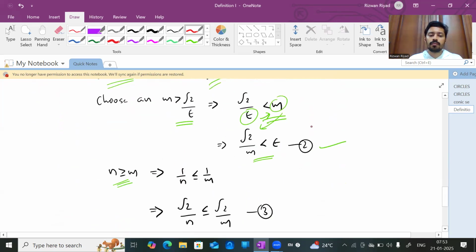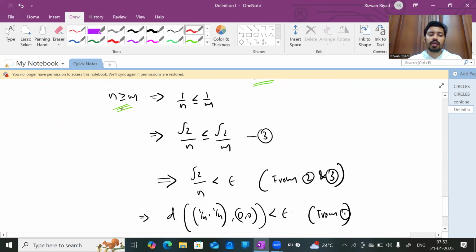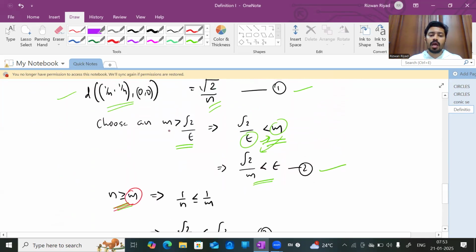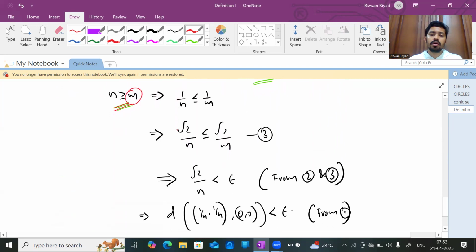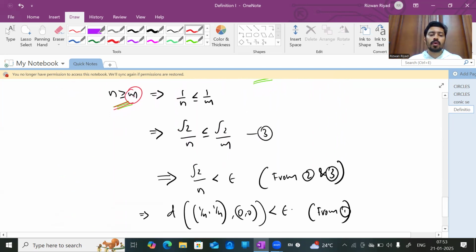So that's what we are doing here. We are assuming n greater than or equal to that particular m. This m we have already chosen here. What is m? M is a positive integer greater than root 2 by epsilon. Such an m we have, and suppose n greater than or equal to m. If n is greater than or equal to m, then the reciprocal of n will be lesser than or equal to reciprocal of m. Right? If n is greater than or equal to m, then 1 by n will be lesser than or equal to 1 by m. Next, multiply root 2 on both sides. That means root 2 by n lesser than or equal to root 2 by m.